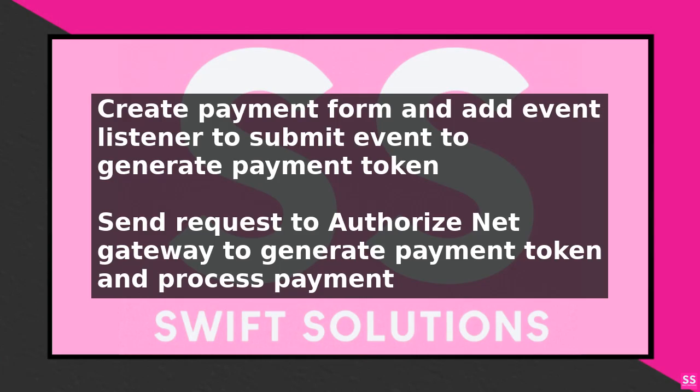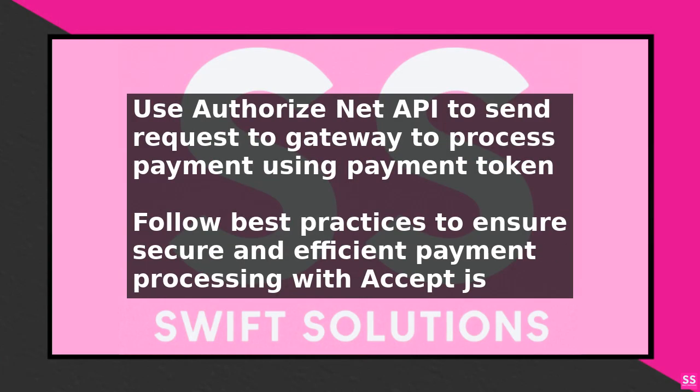Best practices for automating Authorize.Net Accept.js include using secure protocols such as HTTPS to encrypt data in transit, validating user input to prevent errors and security vulnerabilities, and handling errors and exceptions properly to ensure a smooth user experience.